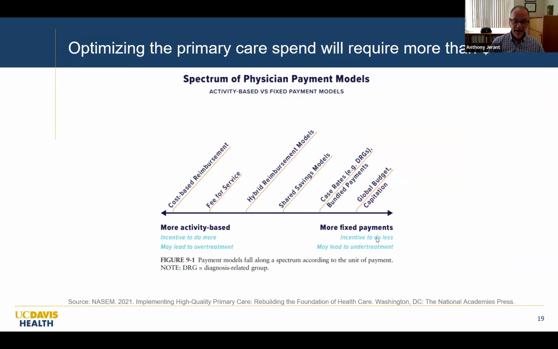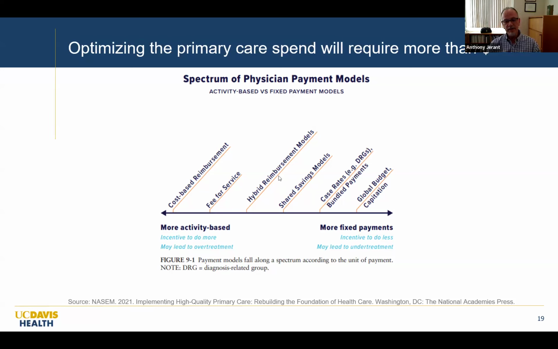So I mentioned, why does it have to be optimized rather than just increased? Well, where we are right now for payment models in primary care is way over here, by and large. Fee for service is sort of king still. And the problem with that is it incentivizes widgets, doing a lot more things, getting more patients through the door, whether or not that actually improves their health or that's the best way to address their issues.